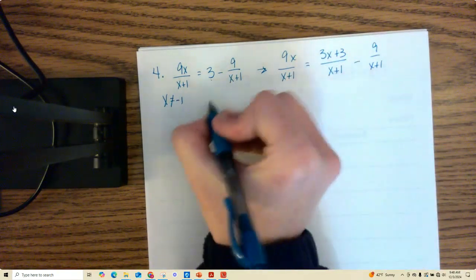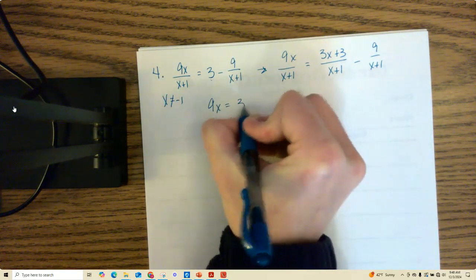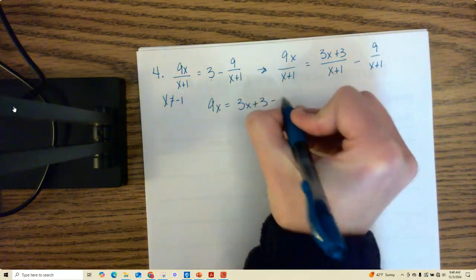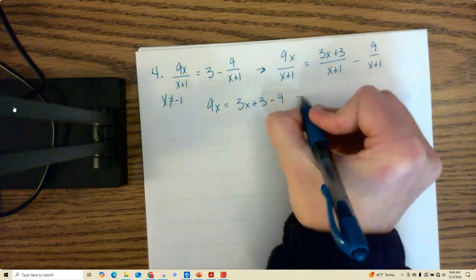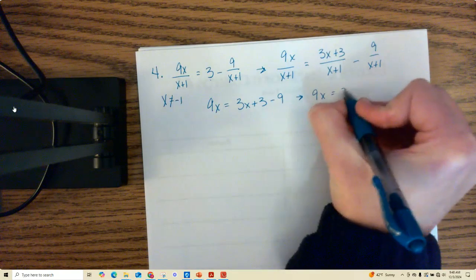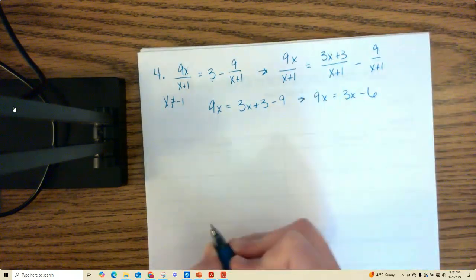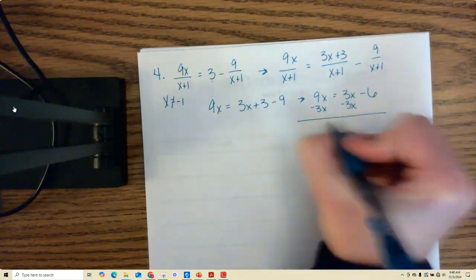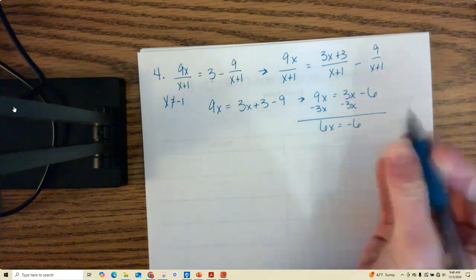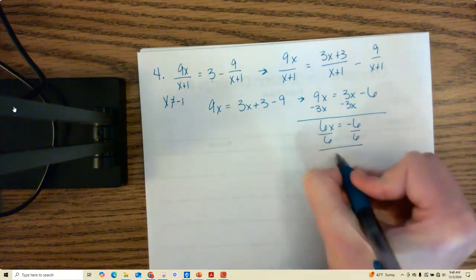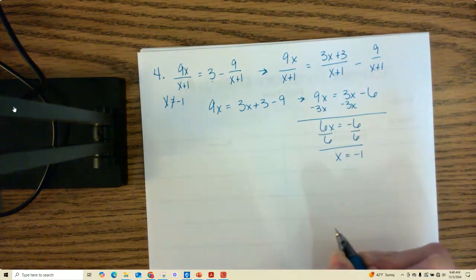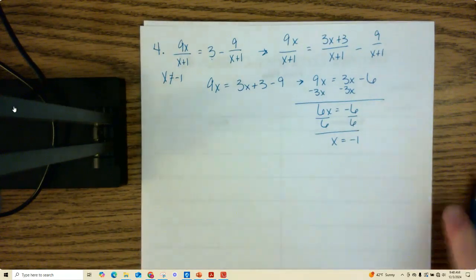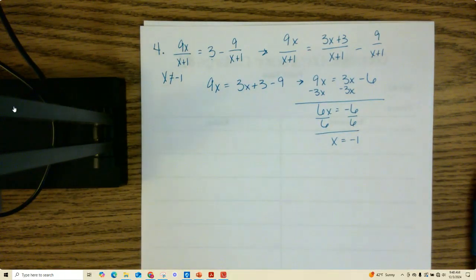Okay, so we've got common denominators, so now we can just set the numerators equal. Combine like terms, and then solve. Subtract 3x from both sides. x equals negative 1, but that can't be, so that would have no solutions.